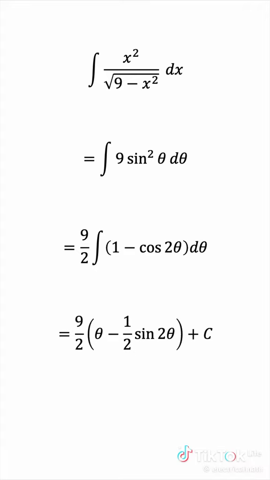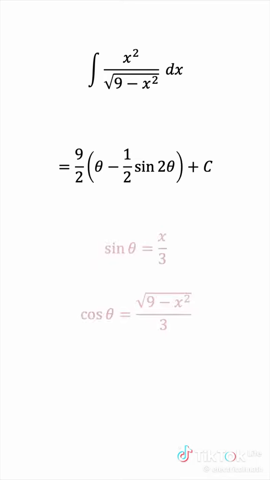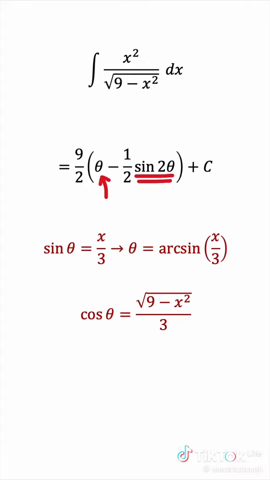The next step is to take everything back to x. But remember that we had sine theta and cosine theta in terms of x. Here we find theta and sine 2 theta. So how do we represent these in terms of x? Well, theta can be found simply by taking the inverse sine, and that'll give us arc sine x over 3.